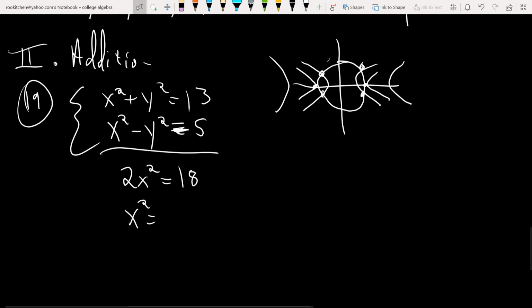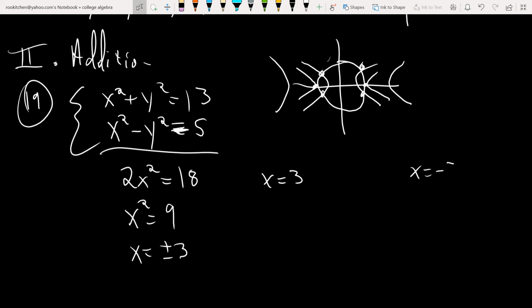x squared, 18 divided by 2 is 9. The square root property says we get plus or minus 3. So x equals 3, x equals negative 3. Then we have to use one of the equations, so I'll just use the first one. x squared is 9 plus y squared is 13. So we get y squared is 4, and then y is plus or minus 2.